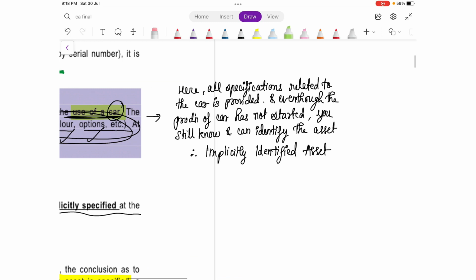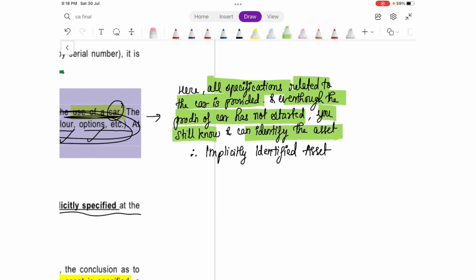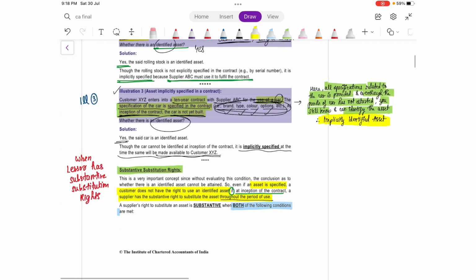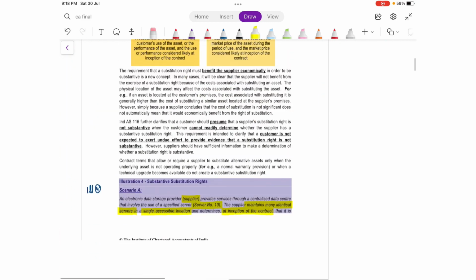So here all specifications related to the car are provided, and even though the production of the car has not started, you still know and you can identify the asset. Therefore, it is assumed that here it is an implicitly identified asset. Okay, so that is illustration number 3.